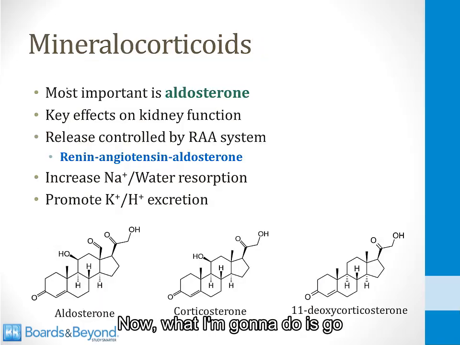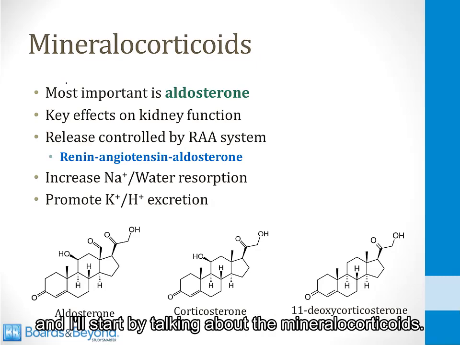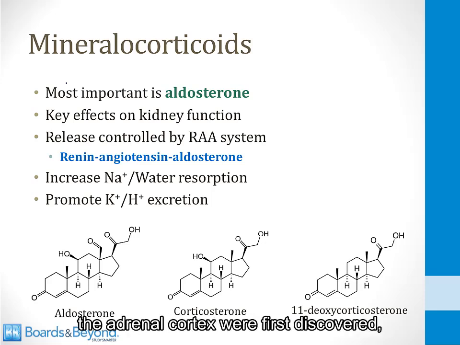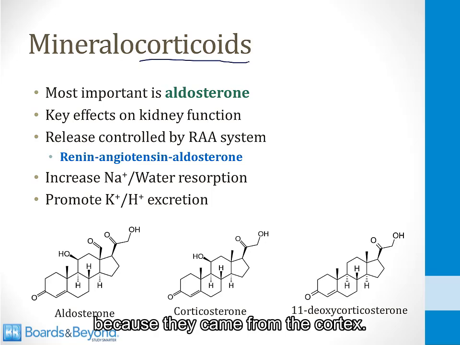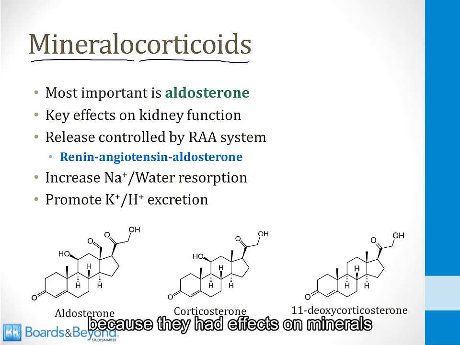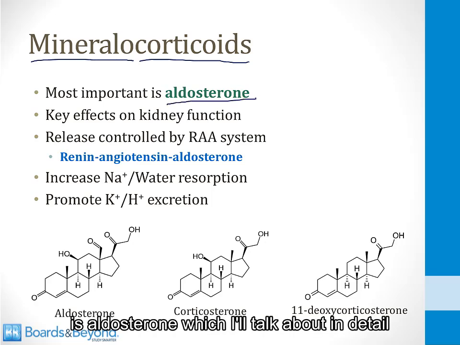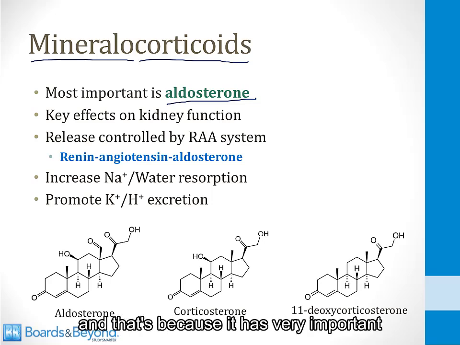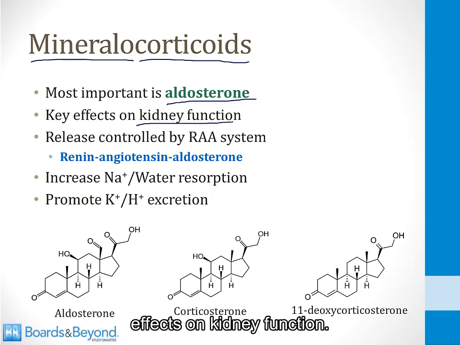Now what I'm going to do is go through the different groups of hormones released by the adrenal cortex, and I'll start by talking about the mineralocorticoids. So when hormones that came from the adrenal cortex were first discovered, they were named corticoids because they came from the cortex. And one group was called the mineralocorticoids because they had effects on minerals like potassium and sodium. So the most important mineralocorticoid is aldosterone, which I talk about in detail in the renal modules, and that's because it has very important effects on kidney function.